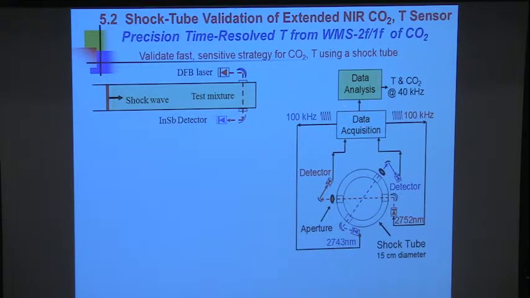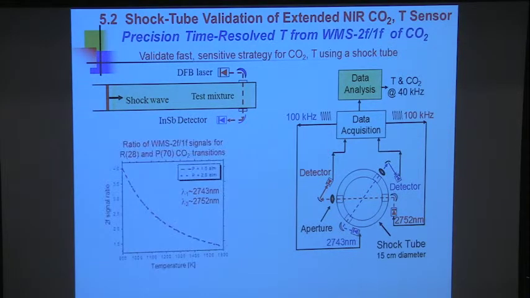We send these to the data acquisition system. They're being modulated at 100 kilohertz. And this data acquisition system will give us the output signals, which we can use to try to get temperature.